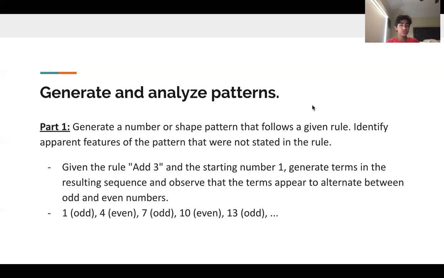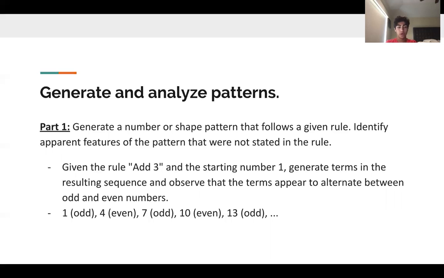Now, we should also know how to generate and analyze patterns. This isn't too bad. The part here says to generate a number or shape pattern that follows a given rule, and then identify apparent features of that pattern that were not stated in the rule. Okay, let's look at what they're trying to say here. So if we're given the rule add 3 and the starting number 1, generate terms in the resulting sequence, and observe the terms appear to alternate between odd and even numbers, that means that you were able to observe something that wasn't explicitly stated. Okay, so what was stated is given the rule add 3 and the starting number 1.